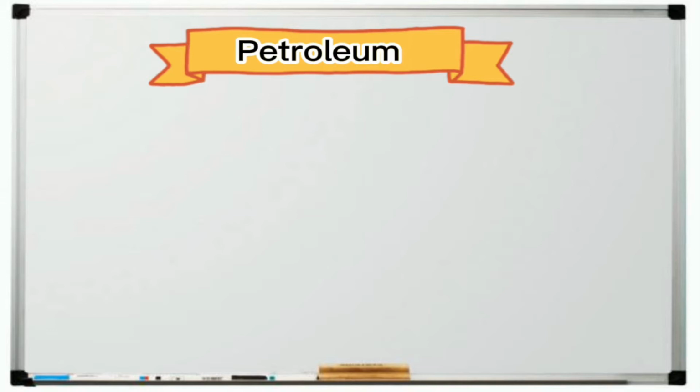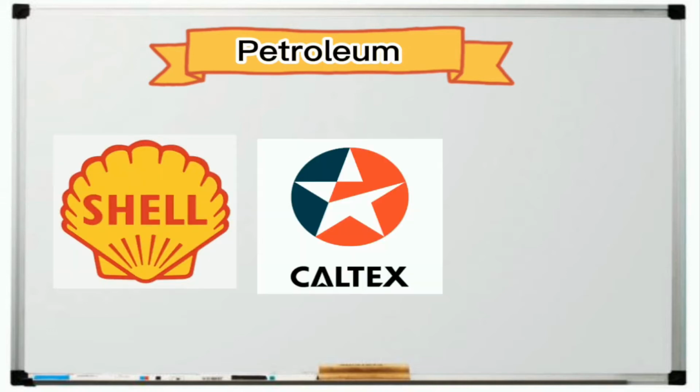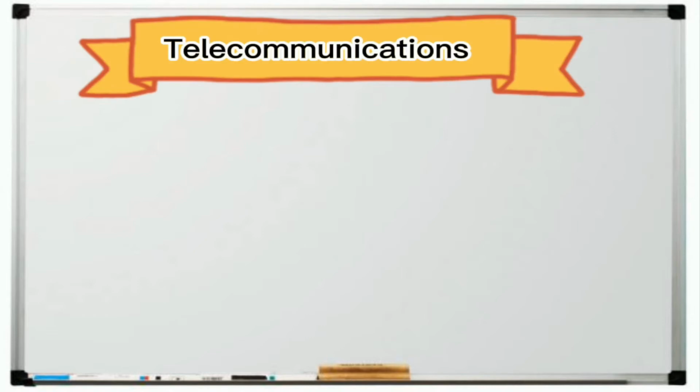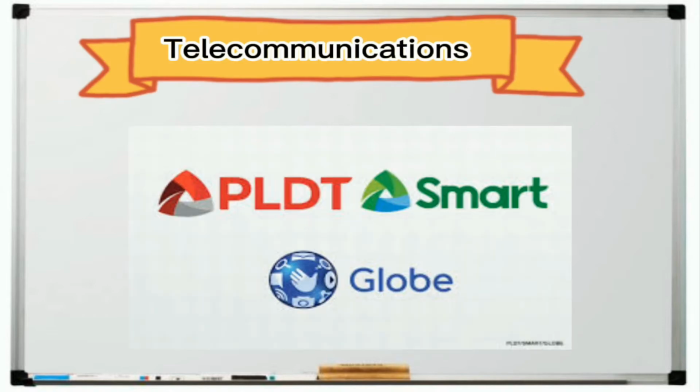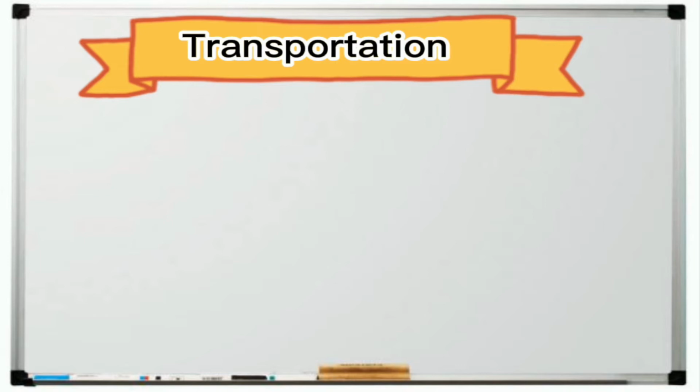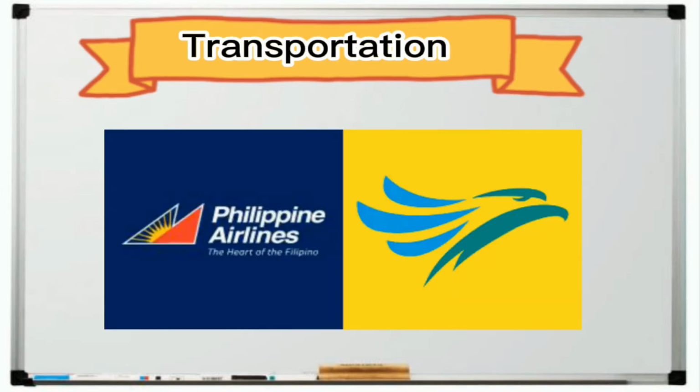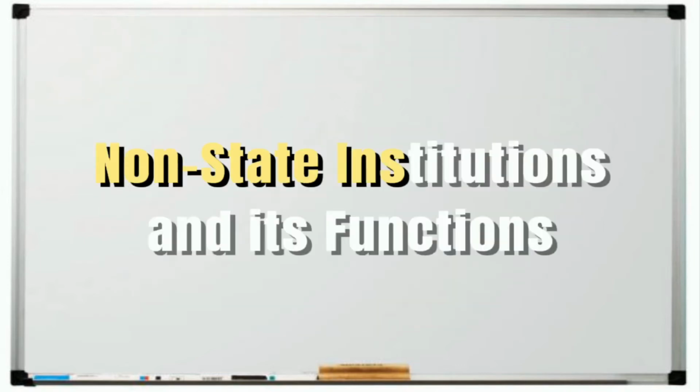Today, private corporations headed by executives control the major industries in the country with very minimal government supervision. Most of these are petroleum, examples, Shell, Caltex, and Petron. Telecommunication, examples, Smart, Globe, and PLDT. Transportation, examples, Cebu Pacific and Philippine Airlines.